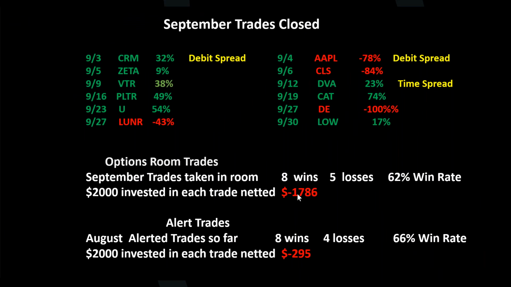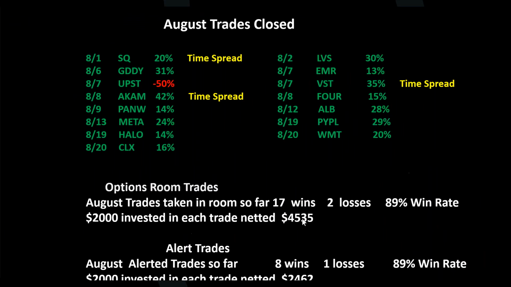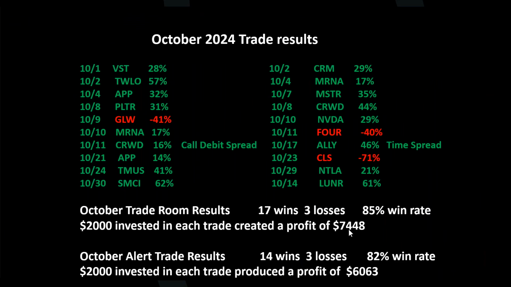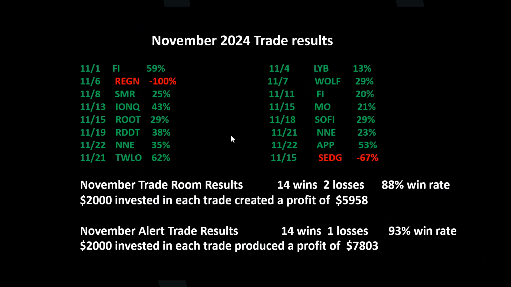We lost $1,786 in the room. We lost $295 in the alert service. That's what happens when you have a losing month sometimes. But again, if you look at August, in the room we had $4,500 profits, $1,700 down in September, and then in October we jumped right back up to $7,400 in profits, and $6,000 in the room. This is September, and again you see the percentage gains, very, very consistent through all of these trades.